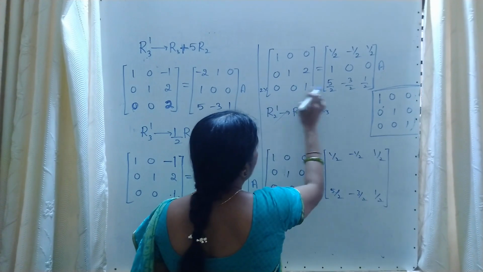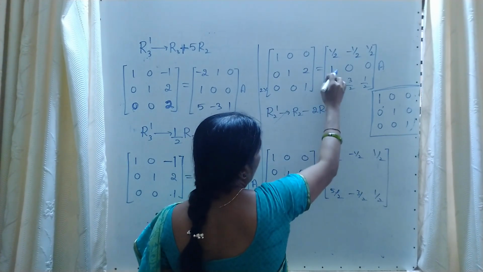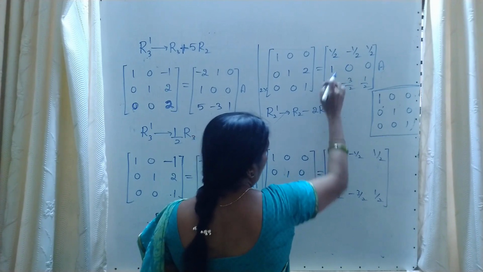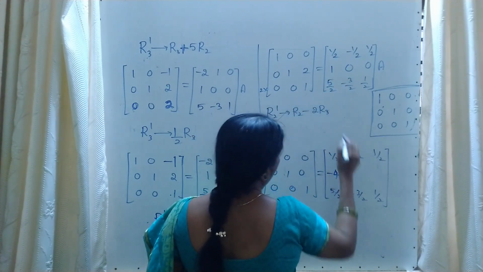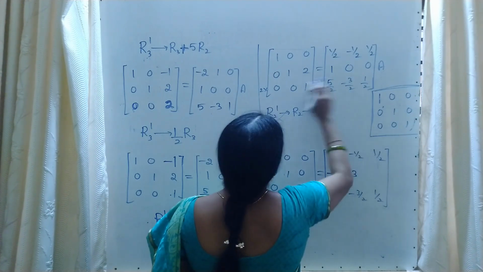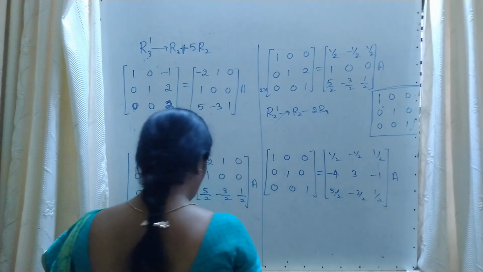See, each element is multiplied with 2. 2 into 5 by 2 is 5, and we are going for what? Subtraction. 1 minus 5 is minus 4. Then these two and these two get cancelled, it is plus 3. 2 get cancelled, the answer is minus 1. Minus 4, 3, minus 1.